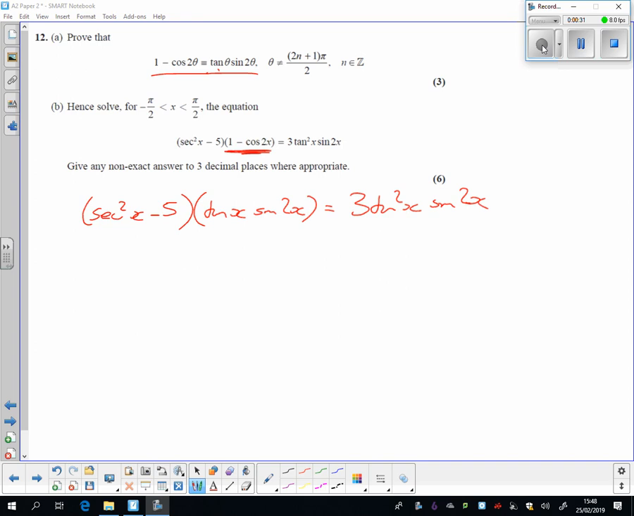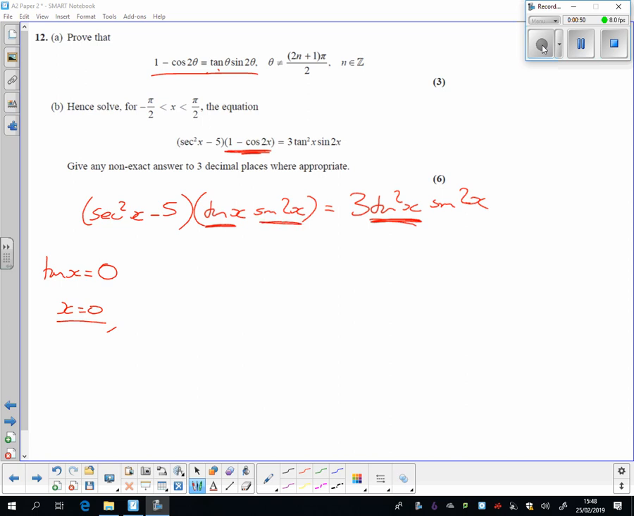So notice there's a tan x here and there's a tan x here. So we could divide both sides by that as long as tan x doesn't equal 0. So one answer could be tan x equals 0. If tan x equals 0, then x is equal to 0 there, isn't it? So there's an answer there.